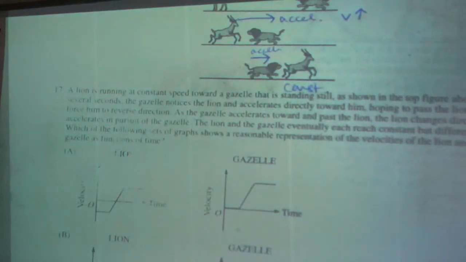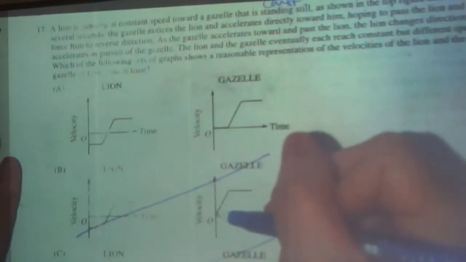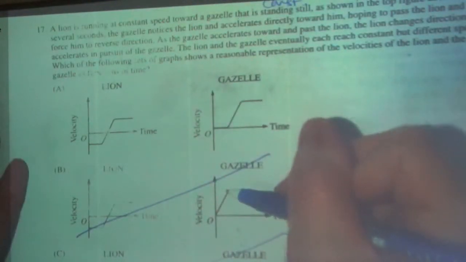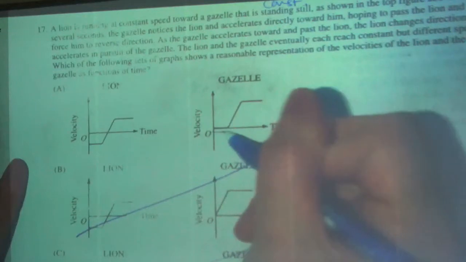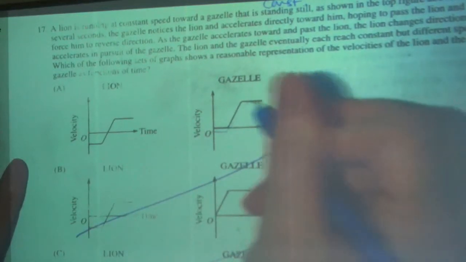So let's start with the gazelle, because that's an easy one. At first the gazelle is still for a couple seconds before it accelerates and then reaches a constant speed. So we can cross off B and C, because they show the gazelle accelerating immediately, whereas it was still for a couple seconds, then accelerated and then got to its constant speed. So now we're between A and D.